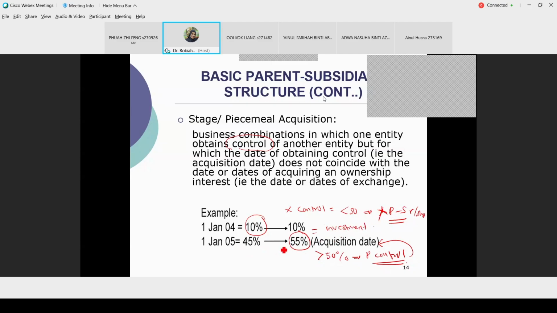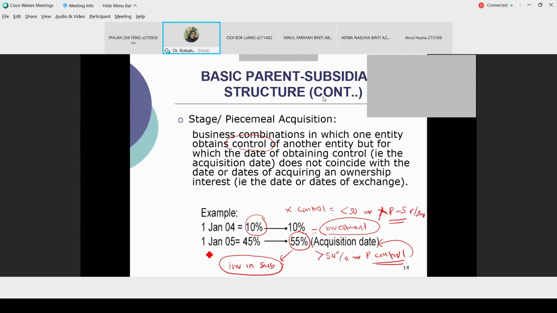Okay, a normal investment. But when it comes to January 2005, you add another 45%, then your shares become 55%, which is more than 50%. So now we know this one as an investment in subsidiary. The difference is that this one was only an investment, but this time, once you have shares of more than 50%, it is known as an investment in subsidiary. So during this date, you have the control.